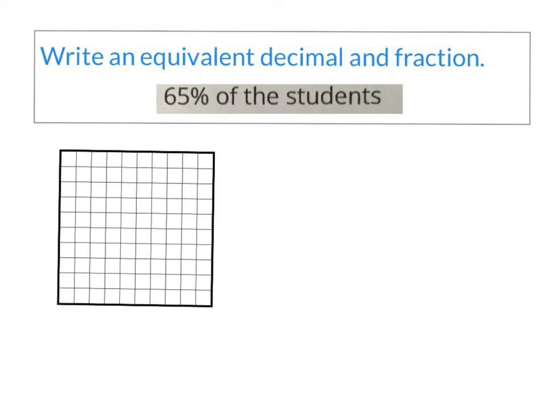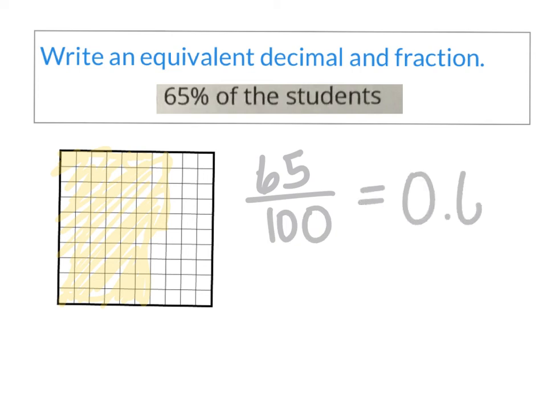65% of the students. Write an equivalent decimal and fraction. So we can think about in our little grid, we would have 60 and 5 more cubes. Here's how it looks on my grid. 65%, 65 per 100. So 65 hundredths.